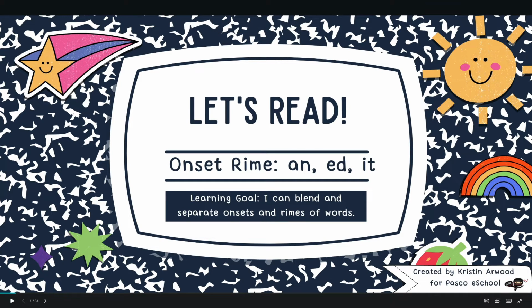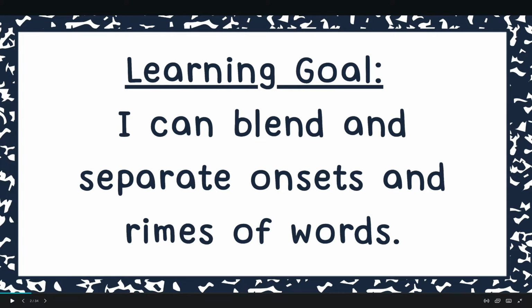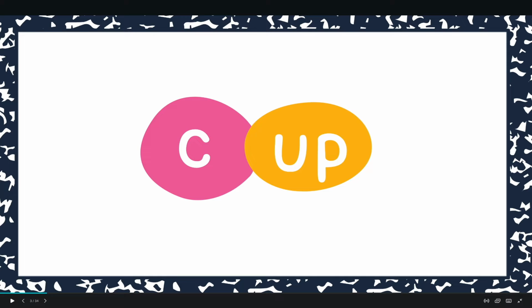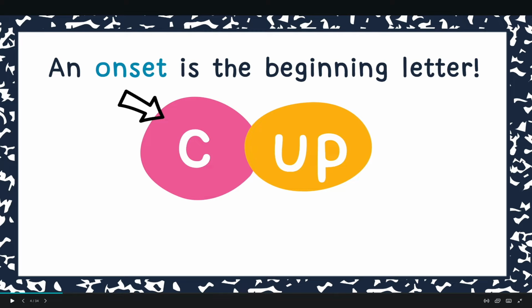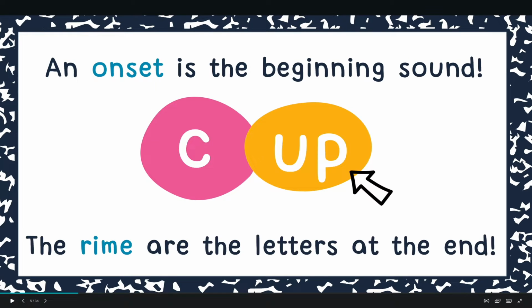We are going to be working hard reading some new words. Our learning goal for today says, I can blend and separate onsets and rhymes of words. We know that words all have different parts. And when we're looking at a word, we can use the different parts to figure out how to read the word. Today we're going to look at onsets, which is just the beginning letter, and then the rhyme, which are all the letters at the end.